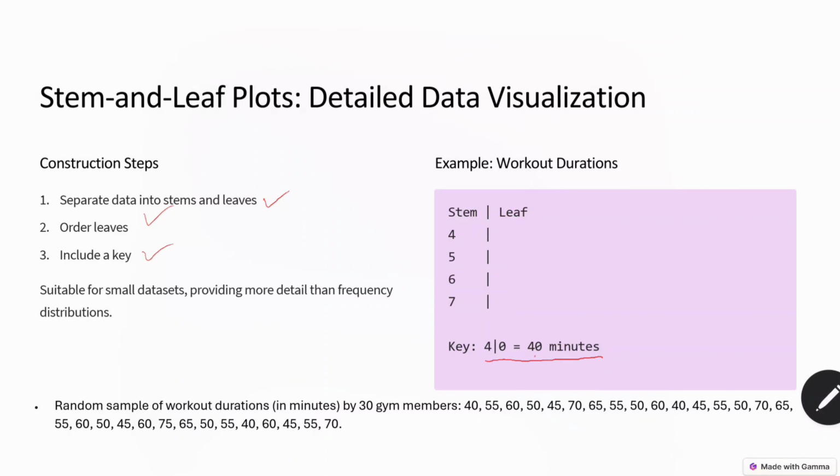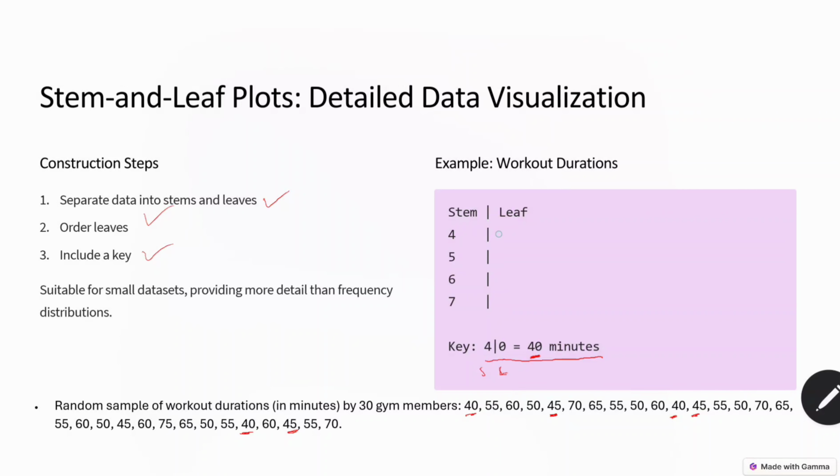If you have 40, your 4 is going to be the stem, and the 0 is going to be the leaf. So the units will always be the leaf. Now, let's look at this. Here we have 4. So for 4, we have 40, we have 45. So what is going to be the leaf?